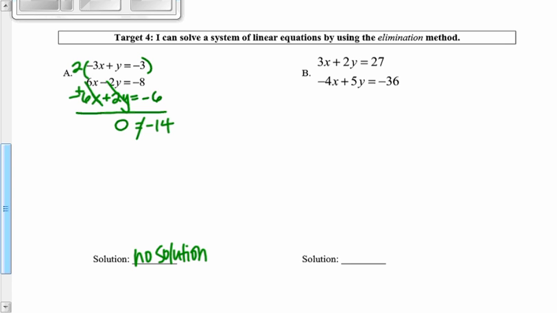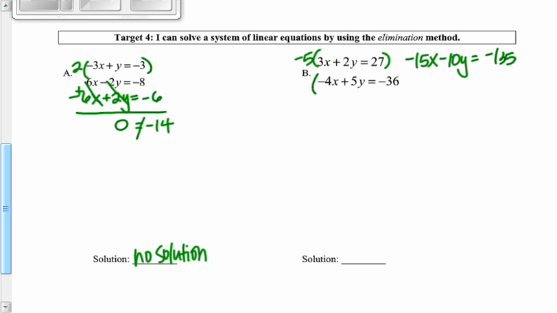On B, you can either work to get x or y to cancel out. I'm going to work with y just because I worked with x last time. So I have 2y and 5y. I can get both of those to a 10. So I'm going to multiply this top equation by negative 5, and the reason I'm choosing negative 5 is so this one will be a negative 10. 27 times negative 5 gives me negative 135.